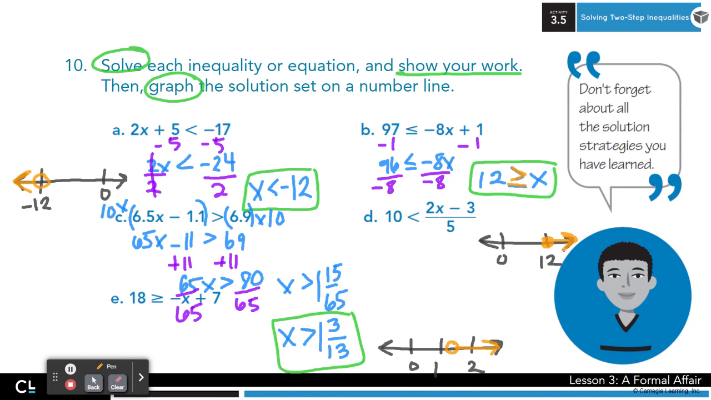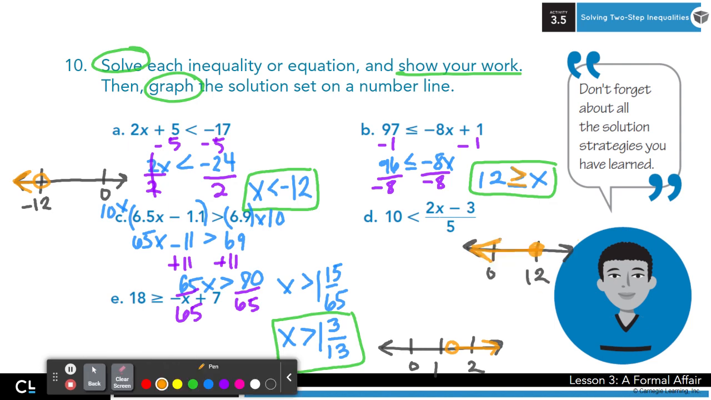For B, you got 12 is greater than or equal to x. And notice how when I divided both sides by a negative 8, my sign reversed. So it was a less than sign. Now it is greater than or equal to. And being that that 12 is included because of that equal to underneath, it is a closed circle. And my numbers are less than that. And I notice I just made a mistake. So let me fix that. All right, now it is correct.